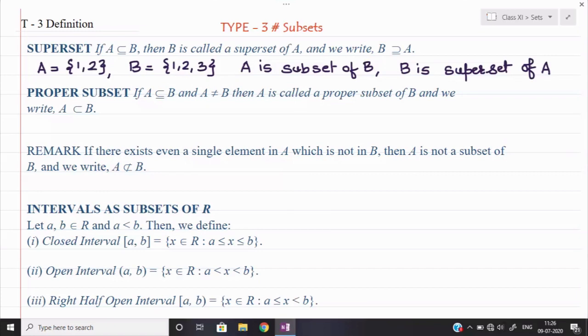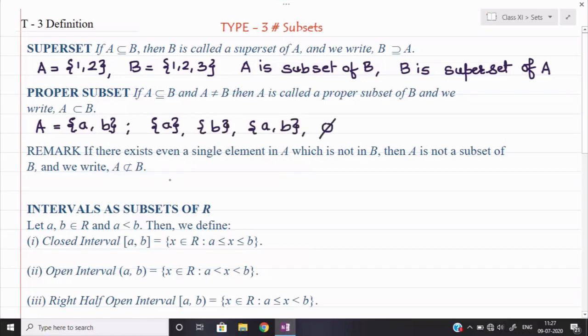Now let us see the second definition. The second definition is proper subset. Proper subset means what actually? See, normally suppose I have one set over here, A is equal to {a, b}. If I want to list out all the subsets, then I will write down {a}, then {b}, then {a, b}, and then the empty set. So these are the total 4 subsets I will write down.